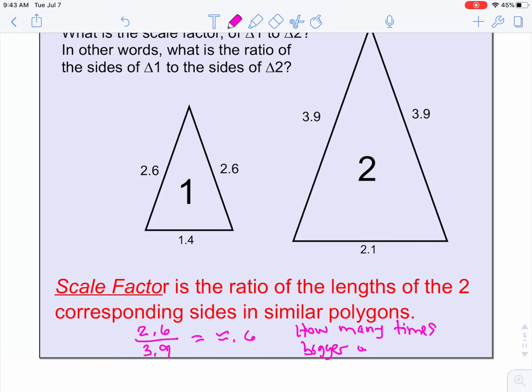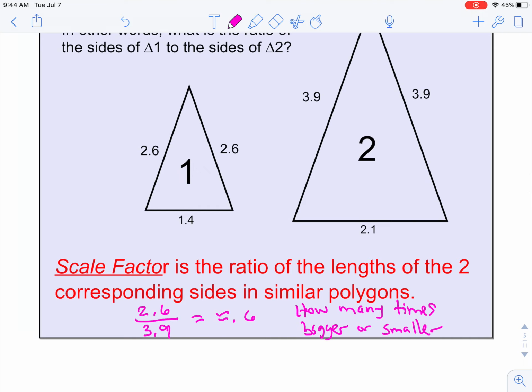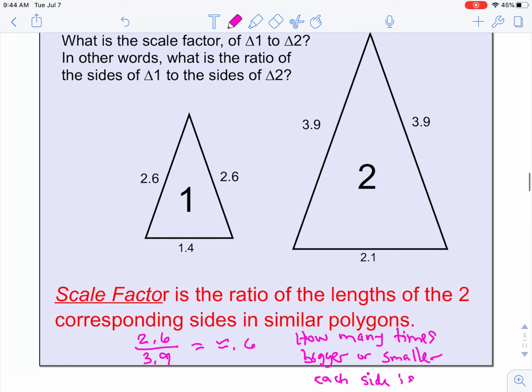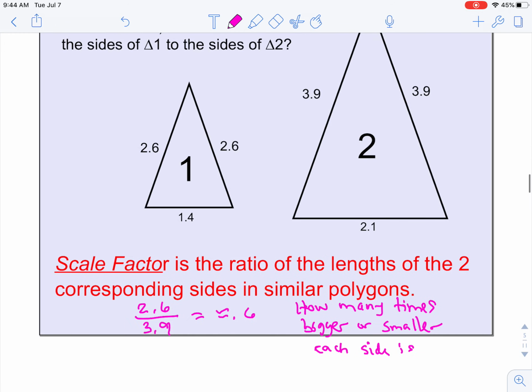So when I use that copy machine example, every side might be twice as big, or every side might be half as big. So that's kind of the same thing as scale factor. So the question asks, what is the scale factor of triangle 1 to triangle 2? Notice it's going triangle 1 over to triangle 2, so we have to list it in that order.